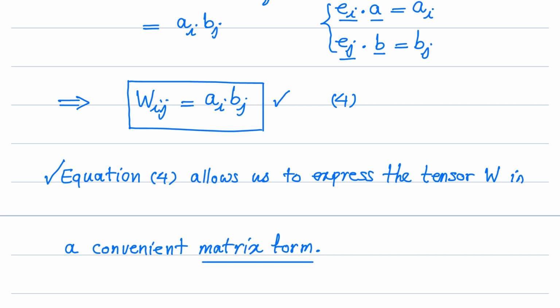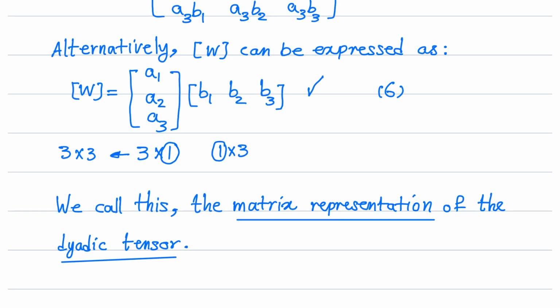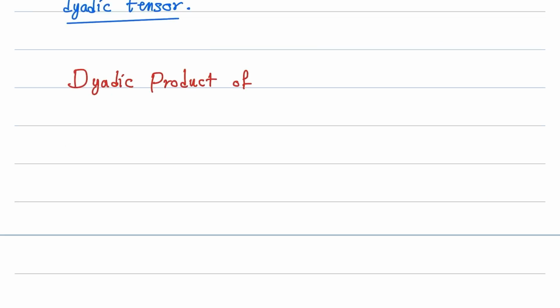This allows us to express the tensor W in a convenient matrix form. Matrix representation of the dyadic tensor AB. Using equation 4, the matrix representation of W is, alternatively, W can be represented as, we call this the matrix representation of the dyadic tensor, the dyadic product of the base vectors.